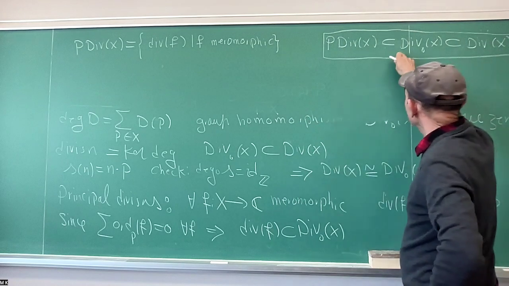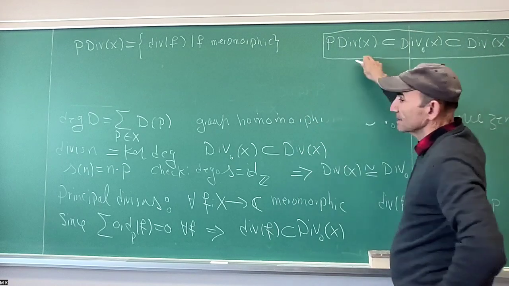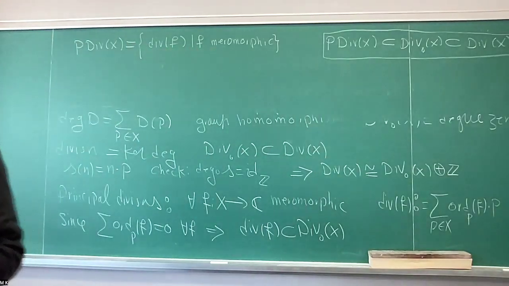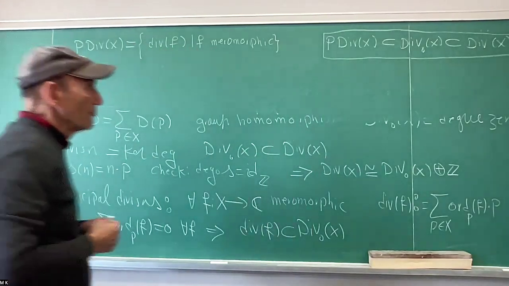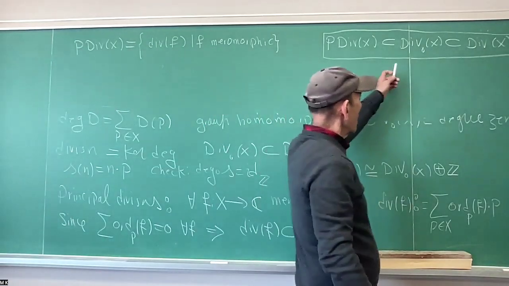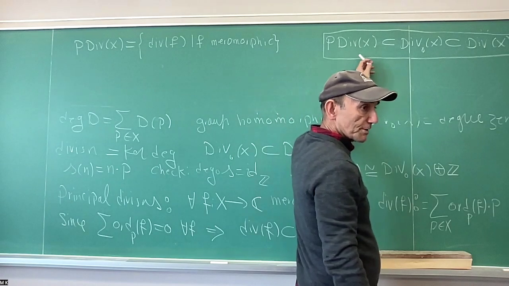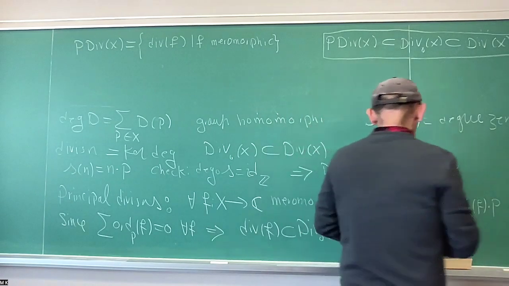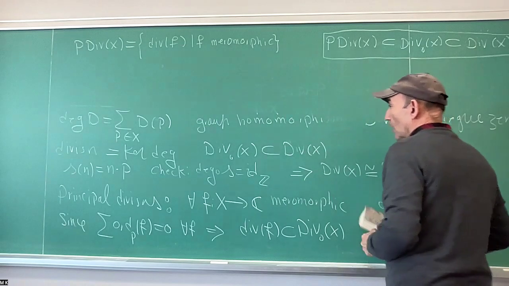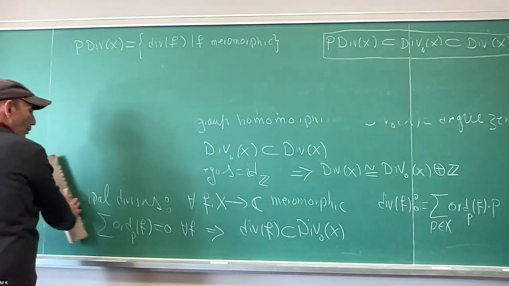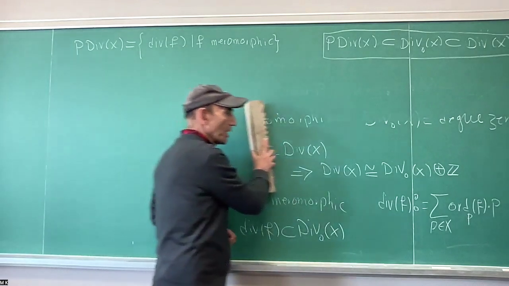I said that the distance between degree 0 divisors and principal divisors is a very subtle matter. To understand which degree 0 divisors are actually principal is the content of Abel's theorem that we will prove.